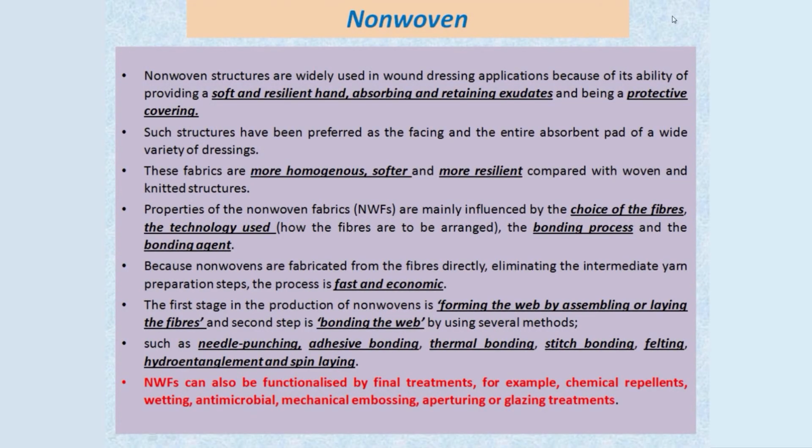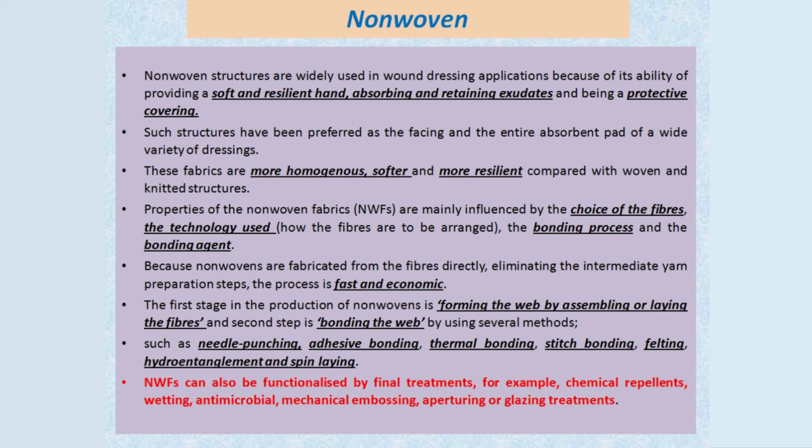I would like to talk a little bit about non-woven structures when we produce wound dressings. They are soft and they have soft and resilient hands. Absorbing characteristics are quite good, and they have the ability to retain the exudates, and also they can be used as a protective covering successfully. And they are more homogeneous compared with the other materials, softer and more resilient, as I said.